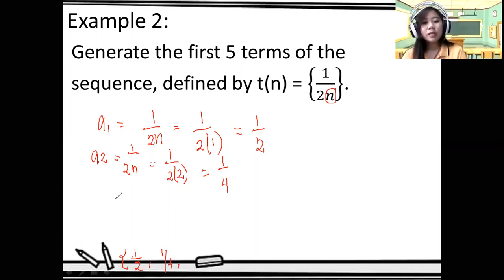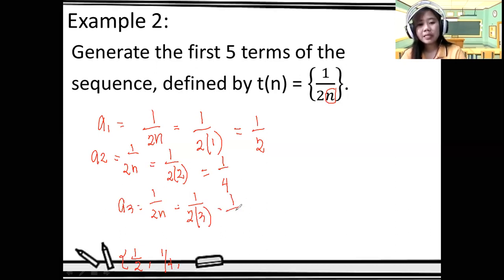Okay, next, we need to find a sub 3. Let's try to write it again. So 1 over, substitute the value of the term that we are going to find, 2 times 3. So 1 over 2 times 3 is 6. So the third term is 1 over 6. So are you getting my point, class?